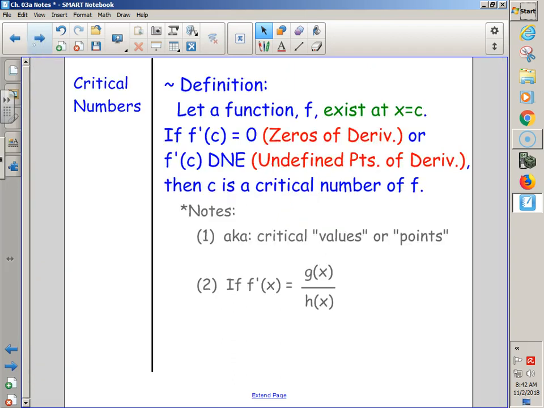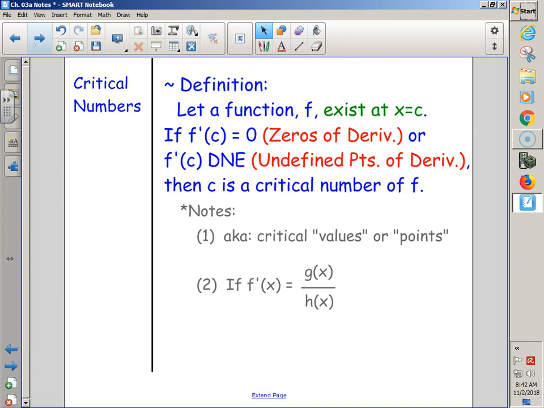Is there a special name for that whole zeros or DNE thing? Why, yes, indeed there is. We call them, hey, it's some other vocab from those cards that we looked at. Critical number. Let a function f or g or h or j, whoever, let a function exist.